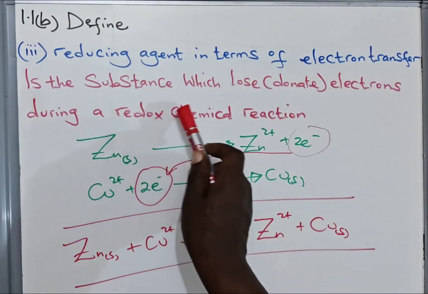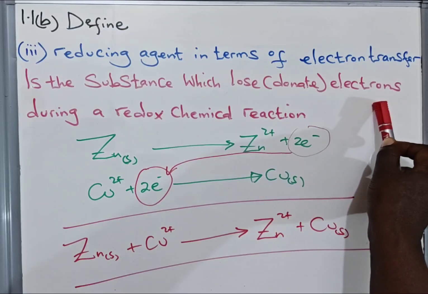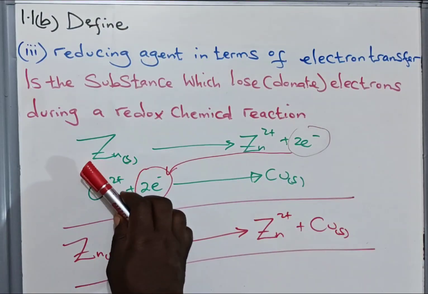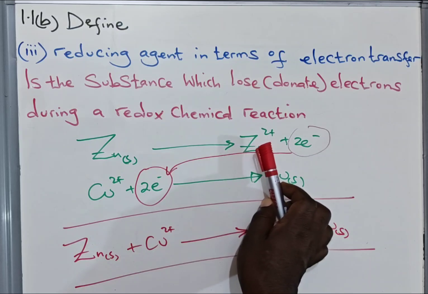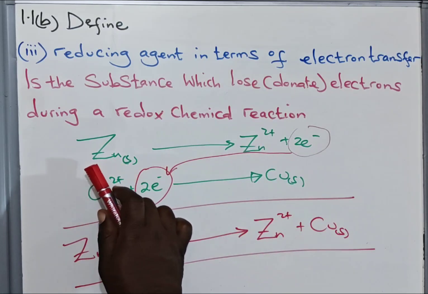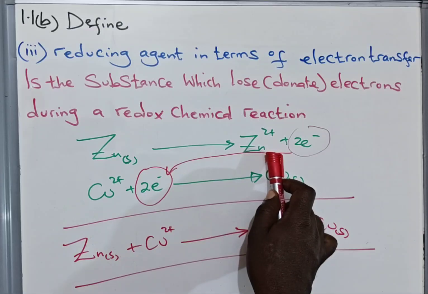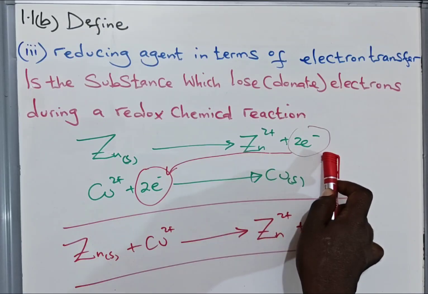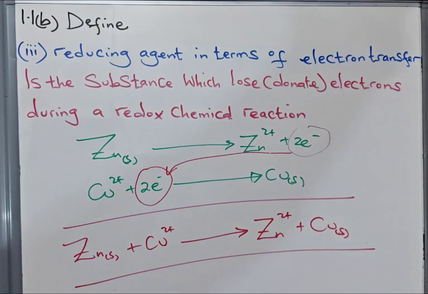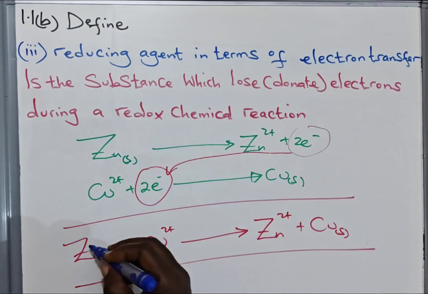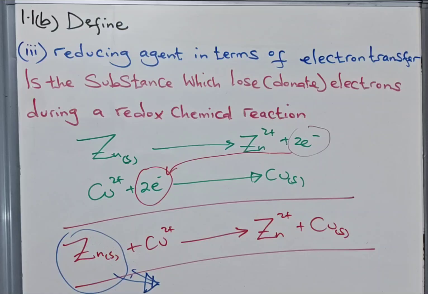The reducing agent is the one which loses electrons. So which one lost electrons? It is the zinc, because it underwent oxidation, losing the 2 electrons. So back to our case, in this case, it's the zinc solid which is the reducing agent. Why? Because as per the definition, it's the one which lost electrons.